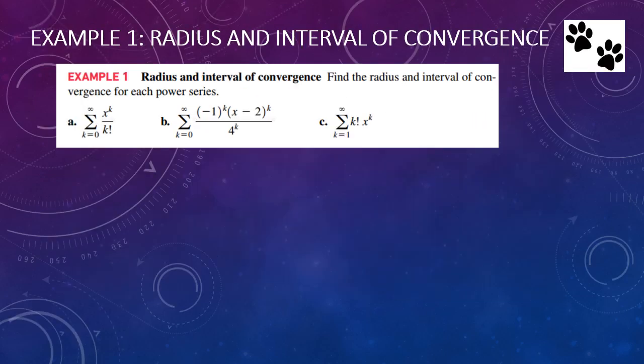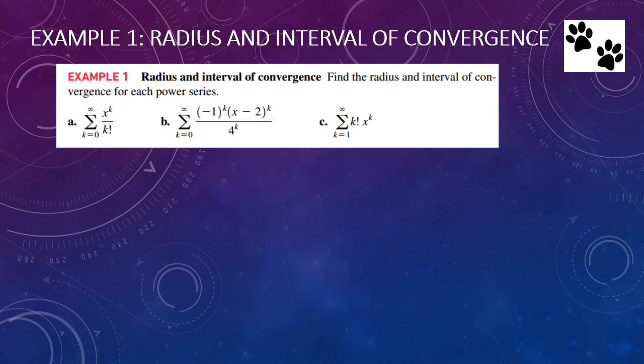So let's look at our first example. Find the radius and interval of convergence for each of the power series a, b, and c. For a, we have the summation from 0 to infinity of x to the power of k over k factorial. Here we can see that the center of the power series is 0 because we just have x, not x minus a.